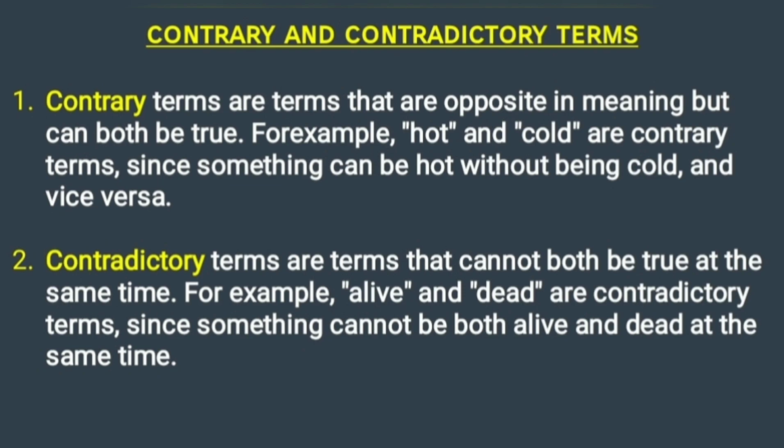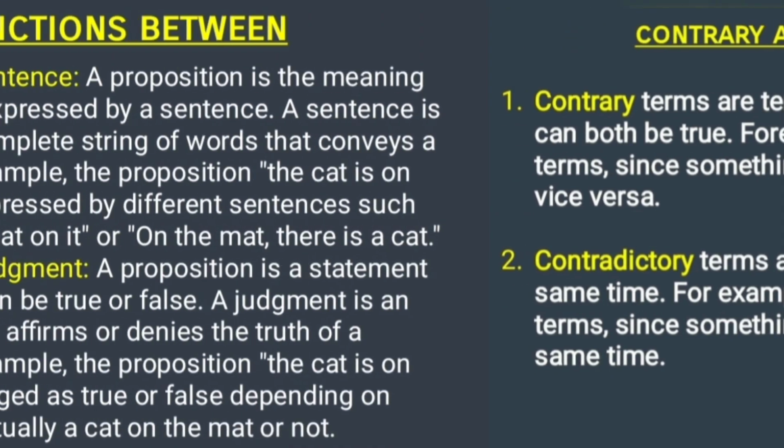Contrary and contradictory terms. 1. Contrary terms are terms that are opposite in meaning but can both be false. For example, hot and cold are contrary terms, since something can be neither hot nor cold. 2. Contradictory terms are terms that cannot both be true at the same time. For example, alive and dead are contradictory terms, since something cannot be both alive and dead at the same time.